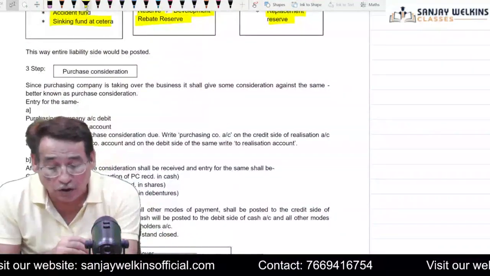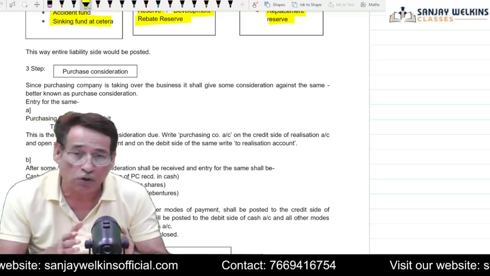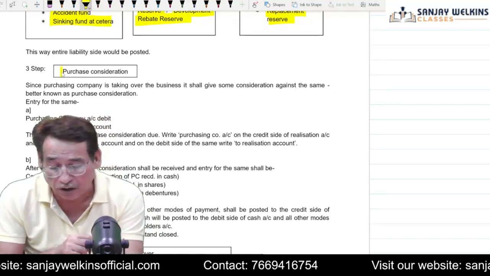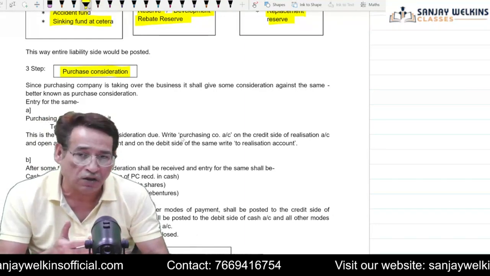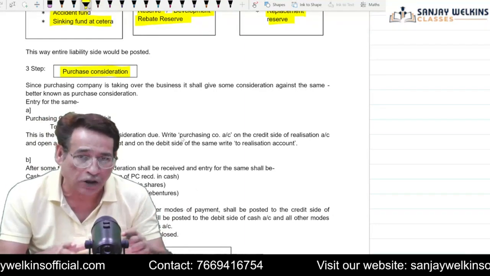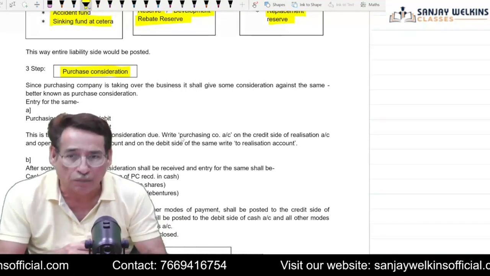Now, because your company is selling your business to some other entity, quite obviously you are not going to sell your business free of cost. You are going to demand some money. That is known as purchase consideration. The purchase consideration, in simple words, means amount paid by the purchasing unit to the vendor unit against purchase or against taking over your business.